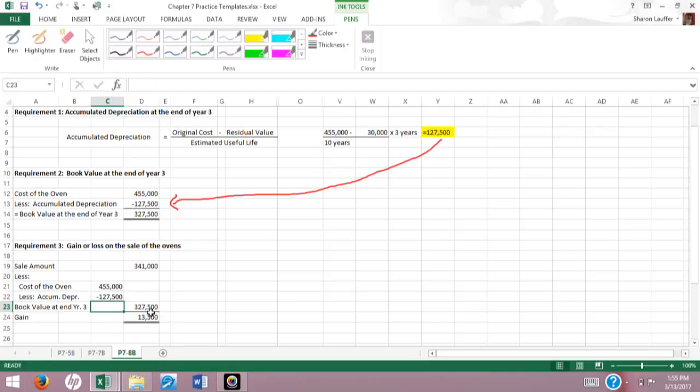Gives us the book value at the end of year 3 of $327,500. So our sale amount was $341. Our book value is $327. So we actually had a gain because we sold this for more than the book value. So the gain in this case was $13,500.